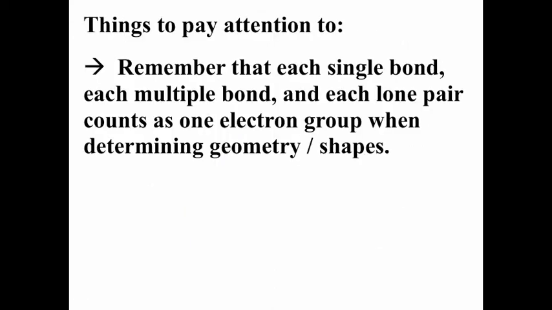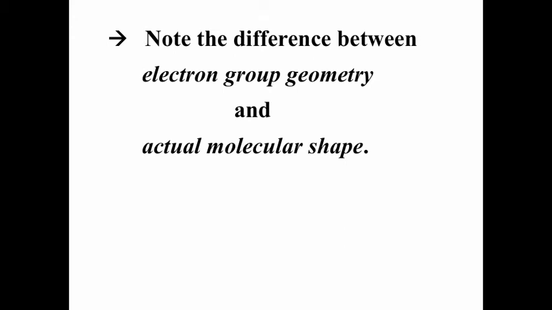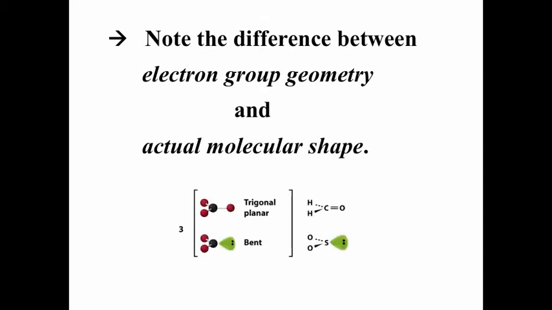Okay, so a little bit of summary, and then that's it for this screencast. Some things to pay attention to. Remember that each single bond, each multiple bond, and each lone pair counts as an electron group when we determine geometry and shapes. And here are a couple examples as we've seen before. And then also note the difference between what we sometimes call electron group geometry and actual molecular shape. So here's an example of that again.